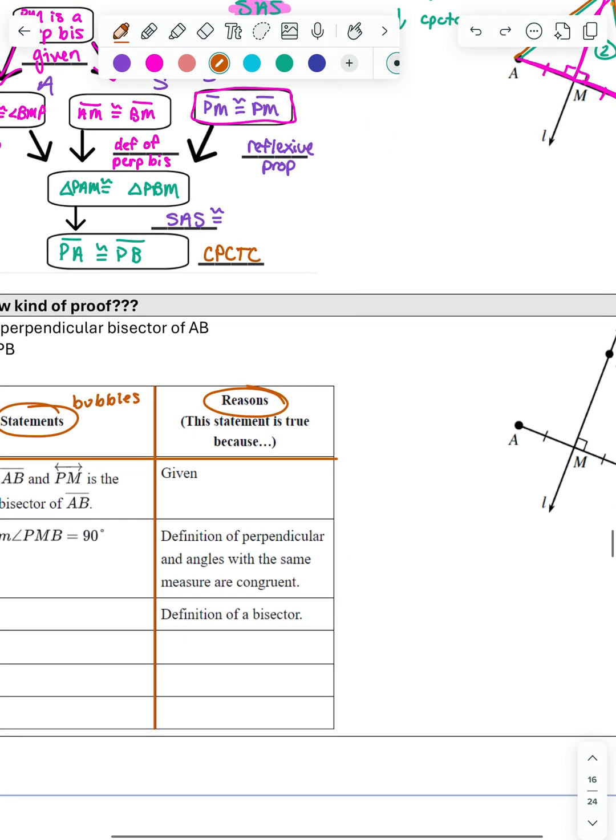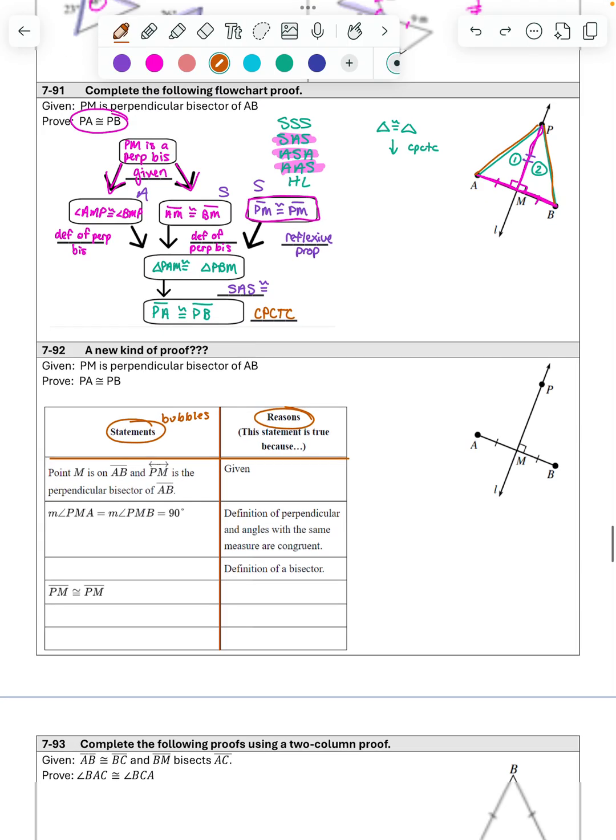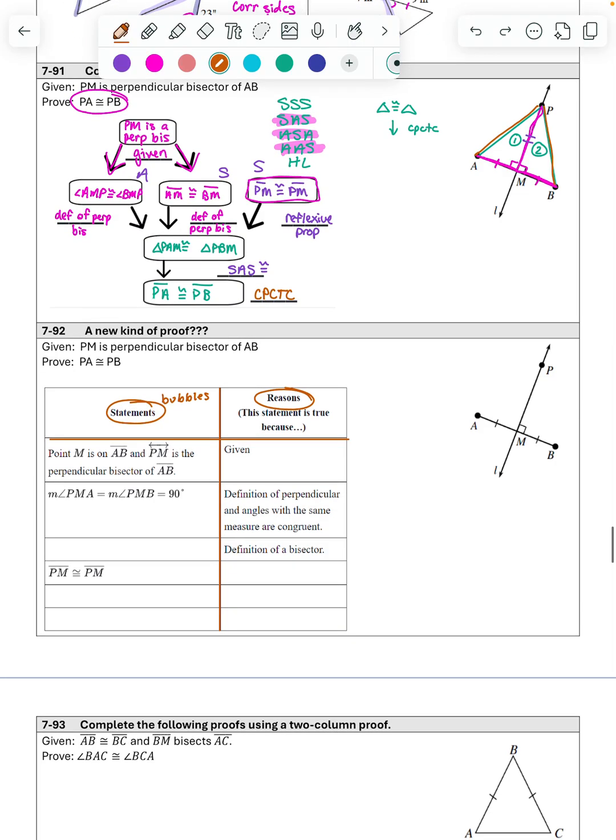I like this a lot better because I get confused with the bubbles, of where to put the bubbles and what bubbles connect to what, and it's just this whole thing. So this might be a much more enjoyable proof experience for you. They've already filled out some of the information, and if you notice, this is the exact same proof that we just did. So let's see if we can fill out this information just in a different form.